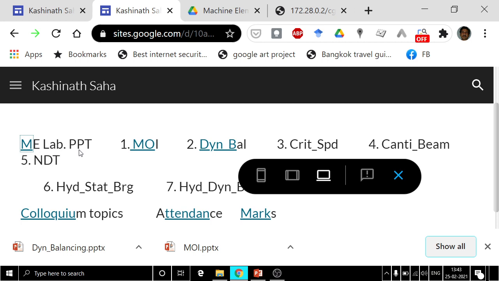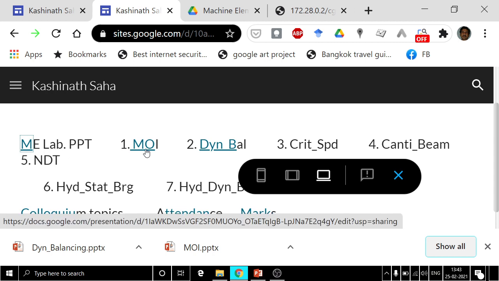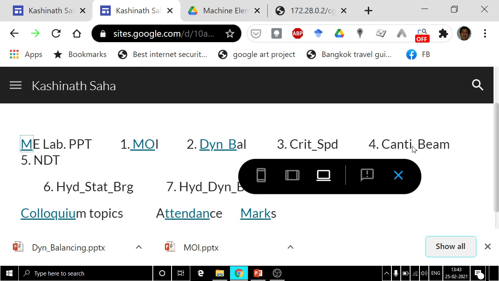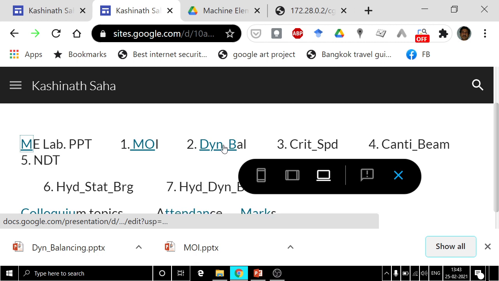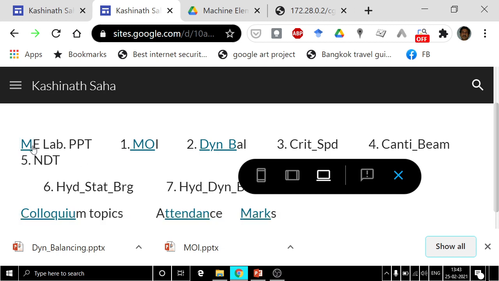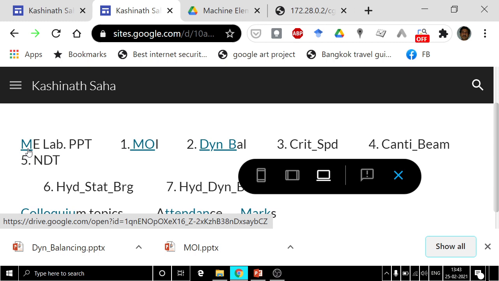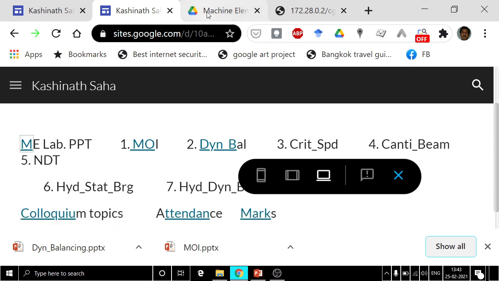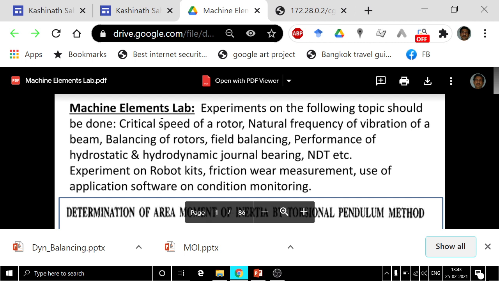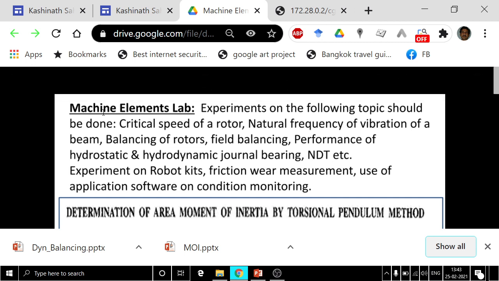It has the detailing of the individual lab experiments. Those links you will get gradually. Today we will be talking about the first two experiments. What are these experiments? We will see. From this particular link, you will come to this one. Here you see the contents of the machine elements lab.